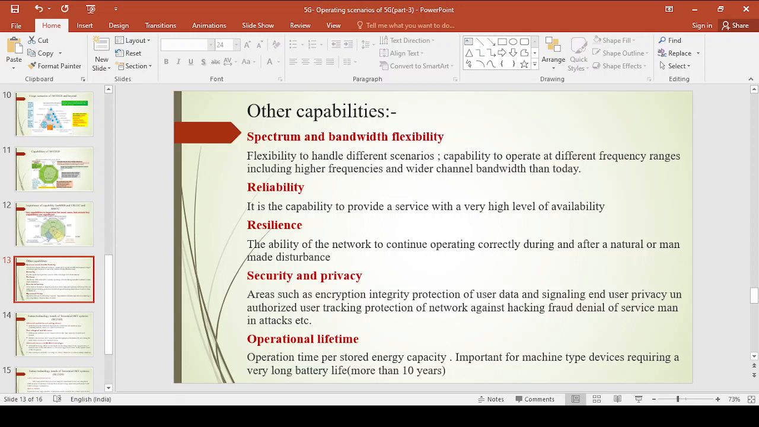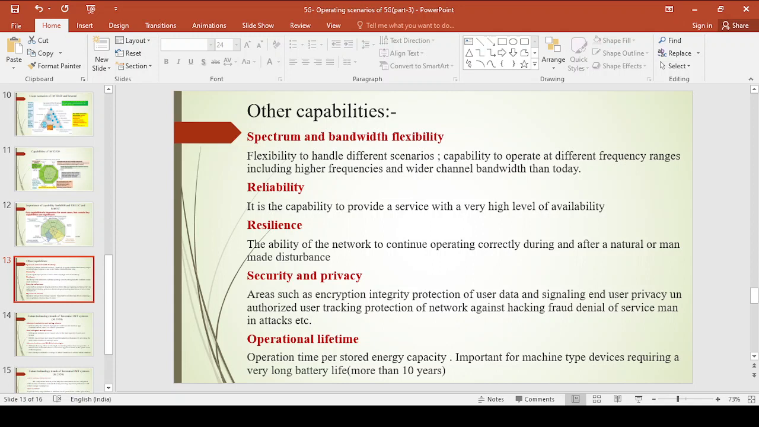Now that includes spectrum and bandwidth flexibility. Coming to the spectrum and bandwidth flexibility, it includes flexibility to handle different scenarios, right? Using the spectrum and bandwidth flexibility, we can handle different scenarios, and it has a capability to operate at different frequency ranges, including higher frequency and wider channel bandwidth.